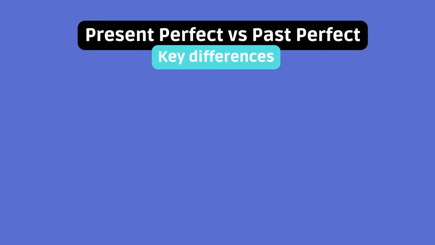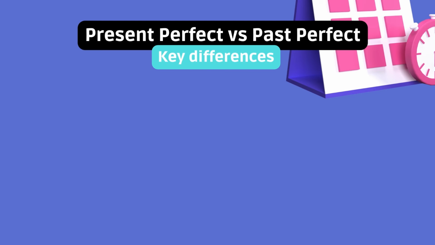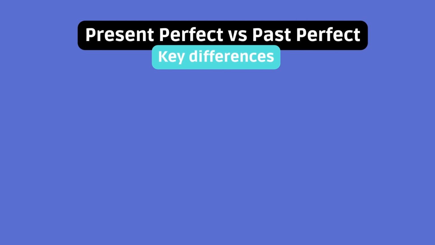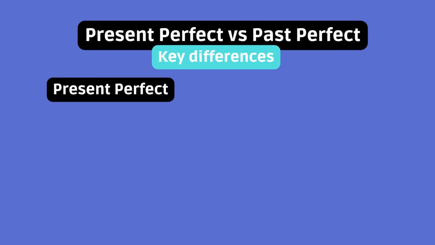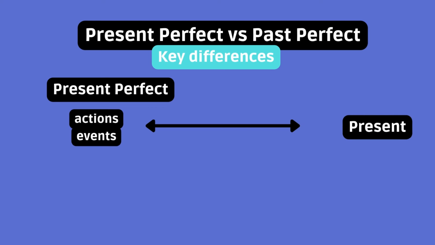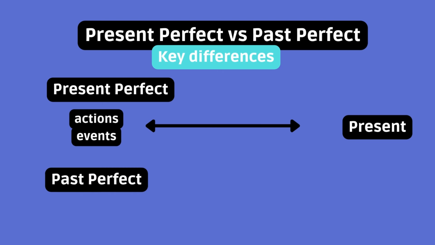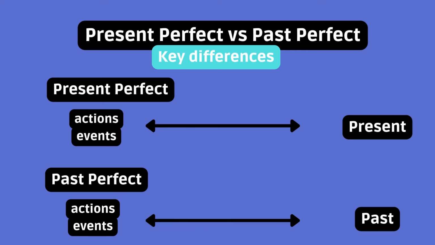Key differences. Being both perfect tenses, they convey actions which are related to other actions or moments in time. Basically, perfect tenses aren't usually found alone in a vacuum. They have meaning when put in context with other actions, events, or points in time. Now, the present perfect focuses on actions and events with relevance to the present, while the past perfect focuses on actions and events with relevance to the past. Let's see how their uses differ in meaning.